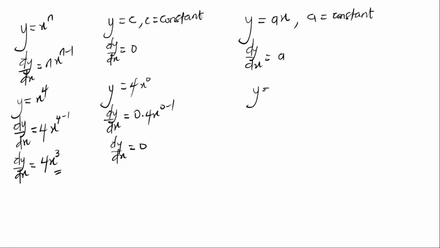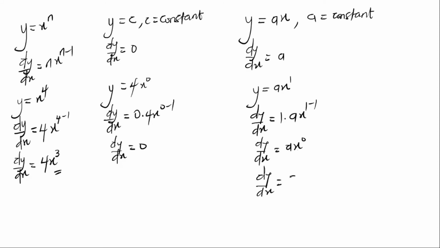So we have y equals ax. If we differentiate this, our dy dx becomes: the power is 1, so 1 multiplied by a, so we get 1 multiplied by a, x raised to the power 1 minus 1. So we have our dy dx becoming 1 multiplied by a, which is still a, x raised to the power 0. And we know x raised to the power 0 is 1. So finally, our dy dx is equal to the constant a.